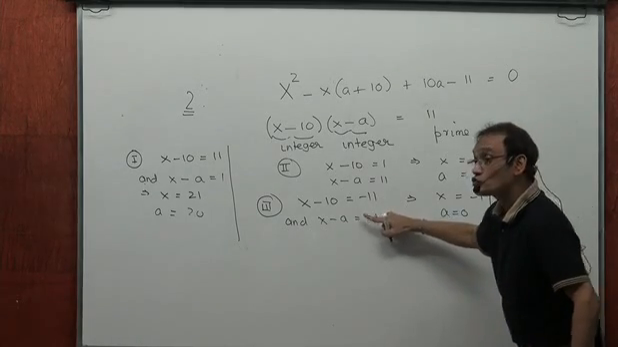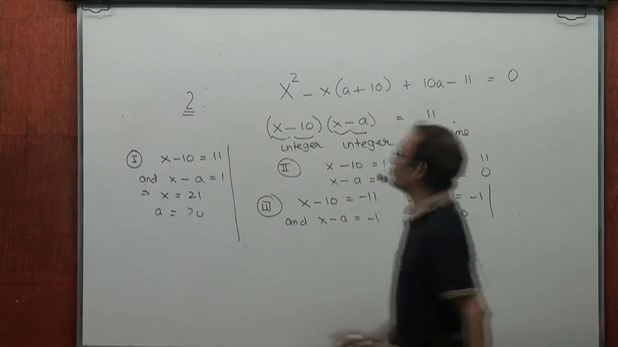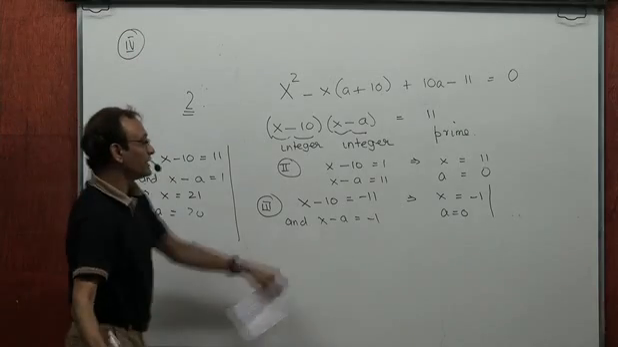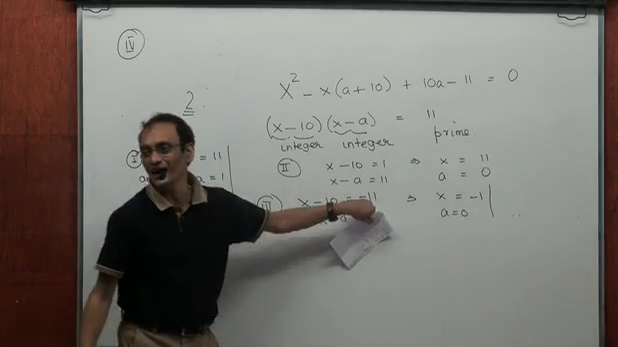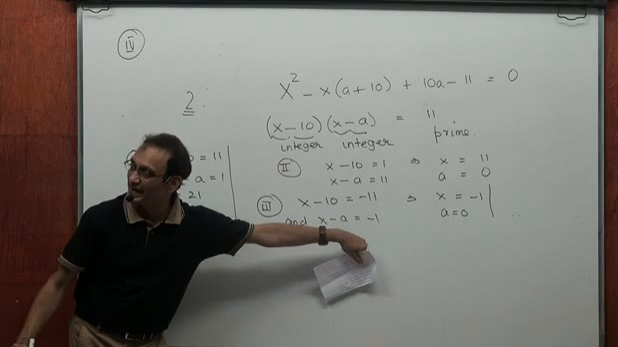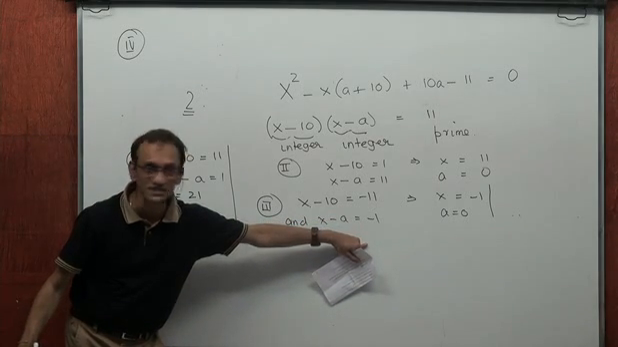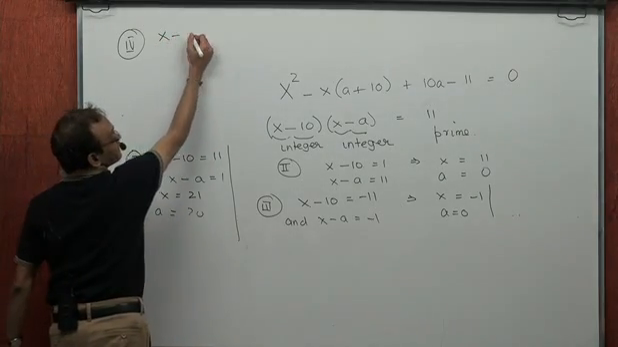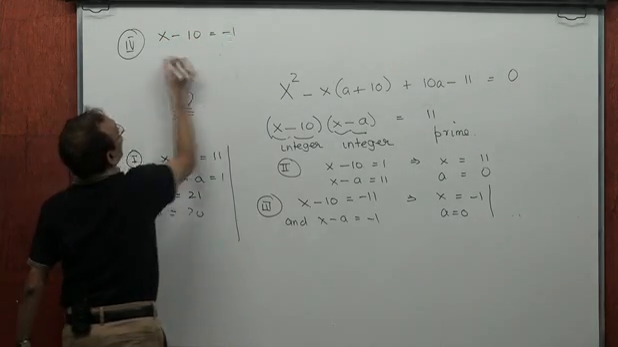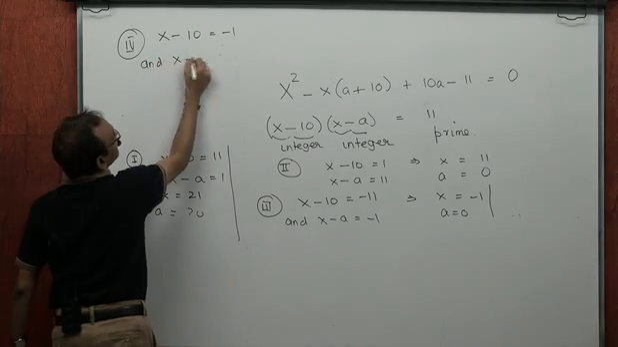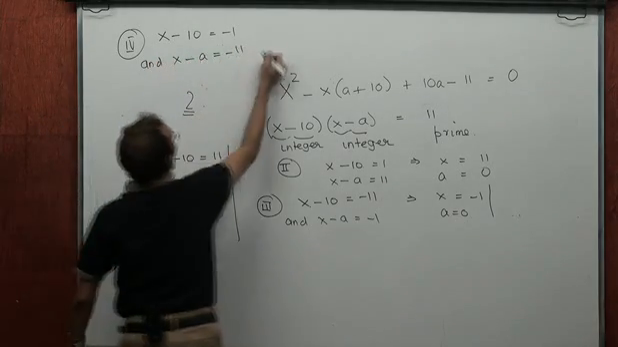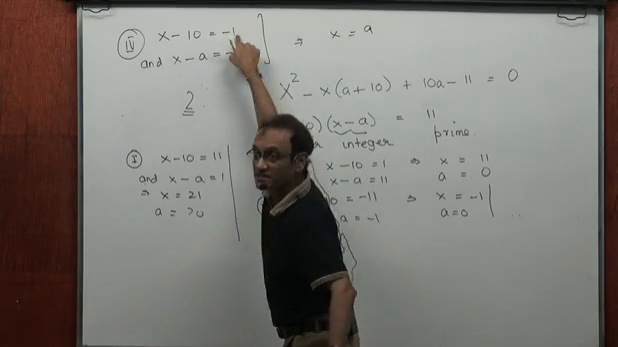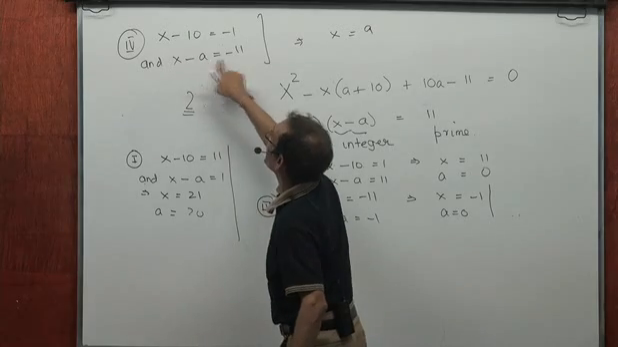And you can swap the roles. The fourth possibility would be when x minus 10 is minus 1 and x minus a is minus 11. That's a fourth possibility, is it not? So this gives me x equal to 9. If you put x equal to 9, a will be 20.